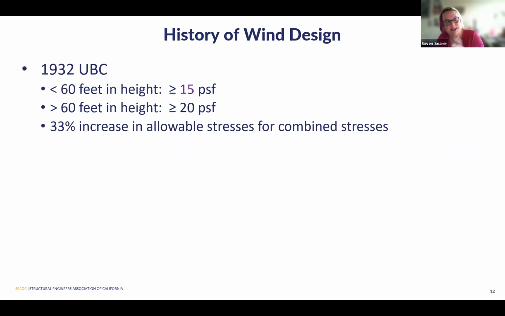In 1932, they tweaked the height limits a little bit and bumped up from 10 to 15 pounds per square foot, the minimum load. But they also said, well, you get a 33% increase in allowable stresses for combined stresses. So it probably negated most of that change.